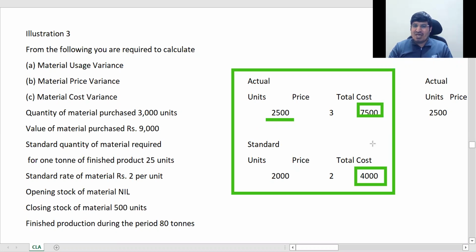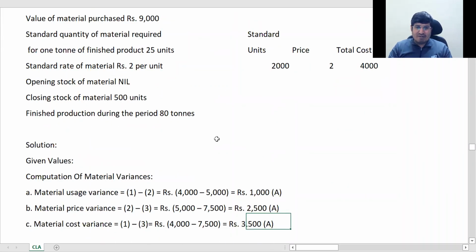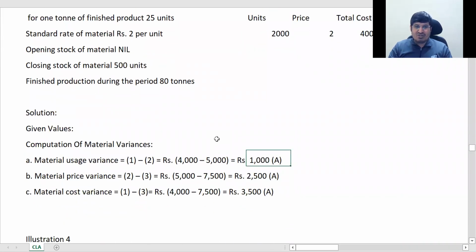Okay. And usage variance, you should have used 2000, you have used 2500. So 500 is the one you have used extra. So 500 into 2000 will give you your usage variance. You see your answers here. 1000 is your usage variance. Price variance is 2500, and this is 3500.